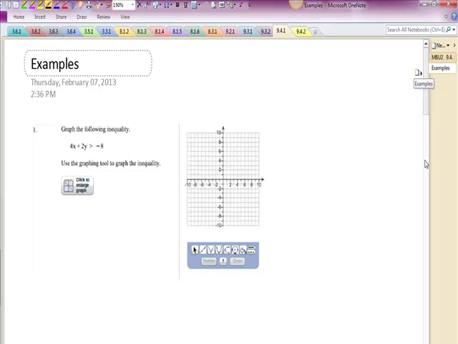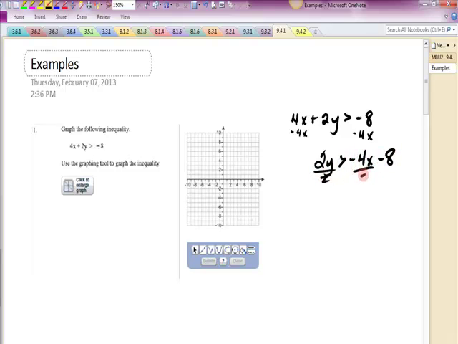All right, this is what it will look like in MATLAB. It says graph the following inequality. Well, I'm going to take 4x plus 2y is greater than negative 8, and I'm going to isolate the y. So subtract 4x, and I have 2y is greater than negative 4x minus 8. Divide everything by 2, and I have y is greater than negative 2x minus 4.